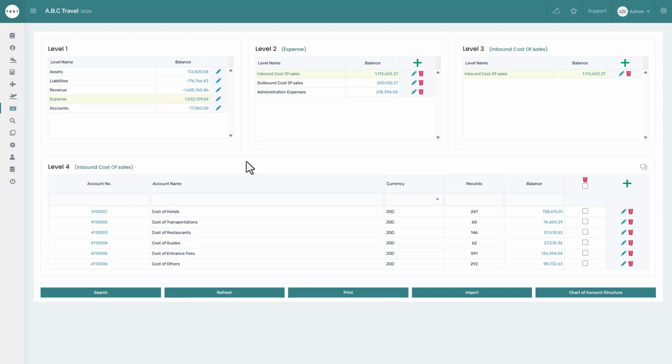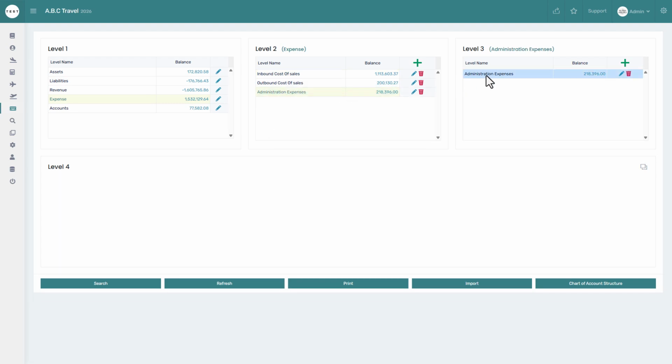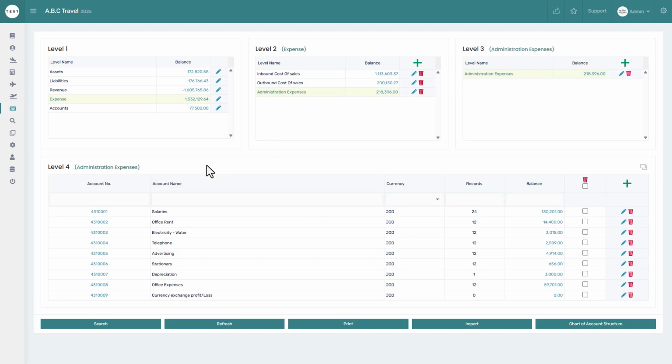Administration expenses are different. These are company overhead expenses, such as salaries, office rent, and other office expenses. These expenses affect the company's general profit and loss, but they are usually not part of a specific reservation file cost. This separation is important in Maxis.